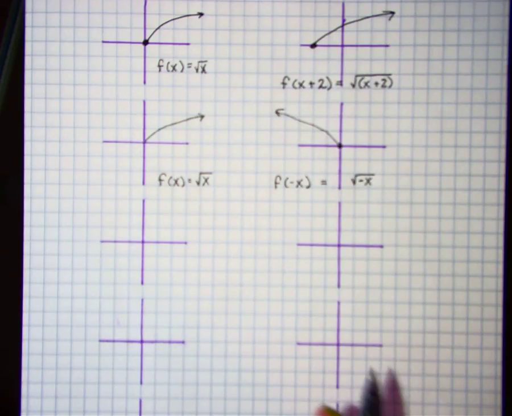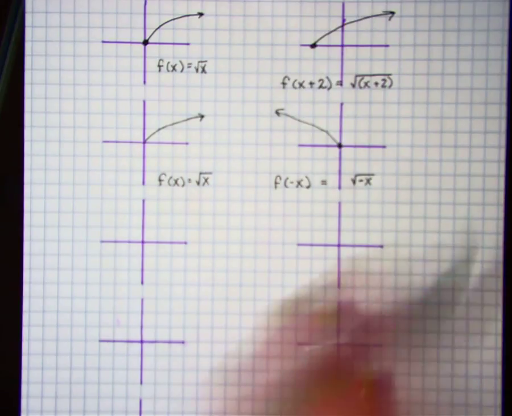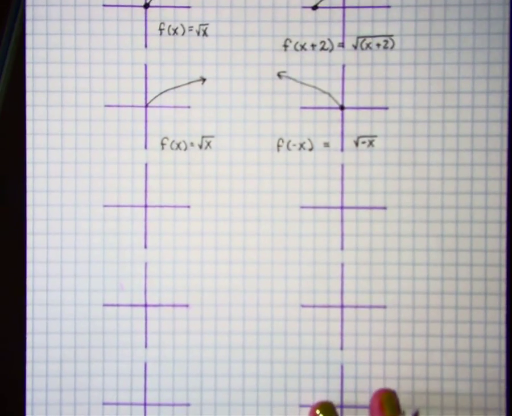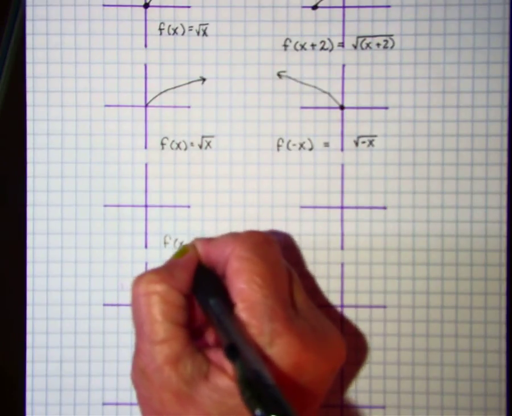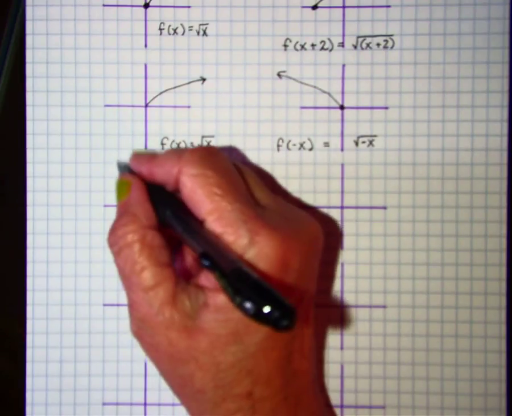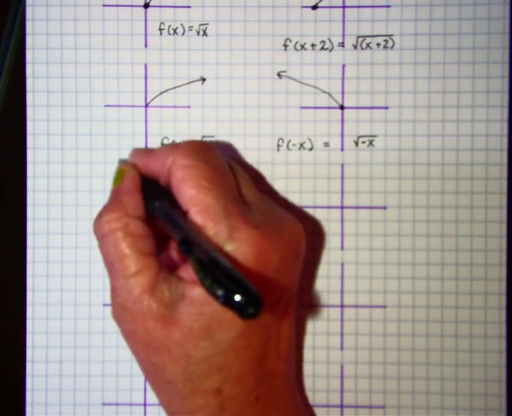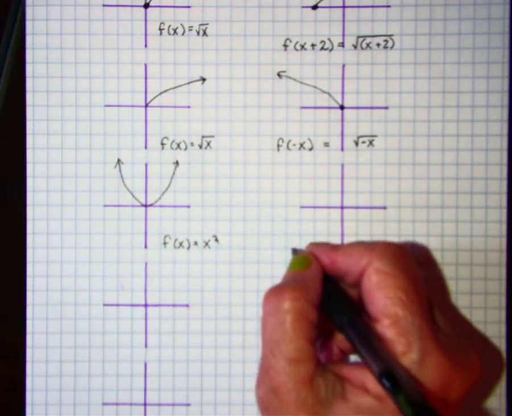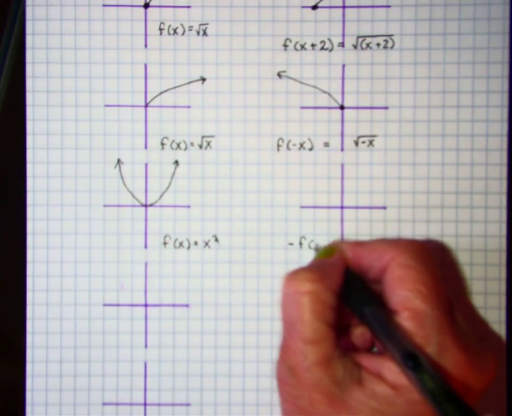Okay? Now to flip it over, or reflect it over the x-axis, again, this time I'm going to use the quadratic. So I'll have f of x equals x squared as my initial function. So it's like this. I'm getting sloppy with my drawings. So now I want to reflect it over the x-axis. So I take negative f of x.